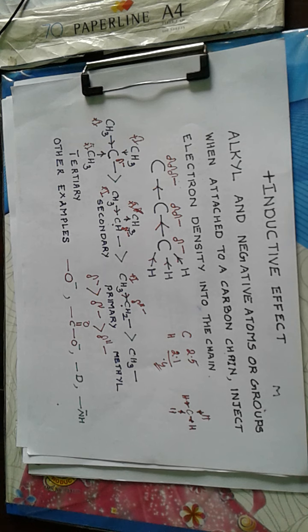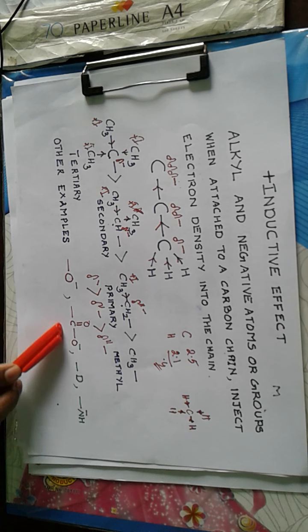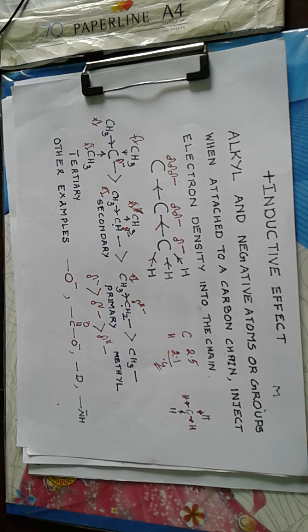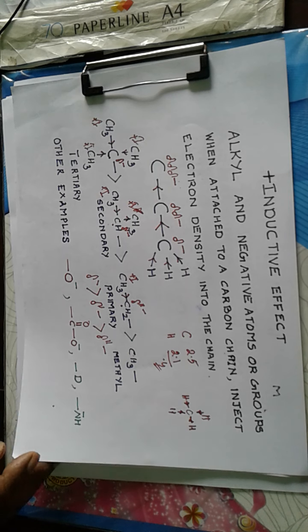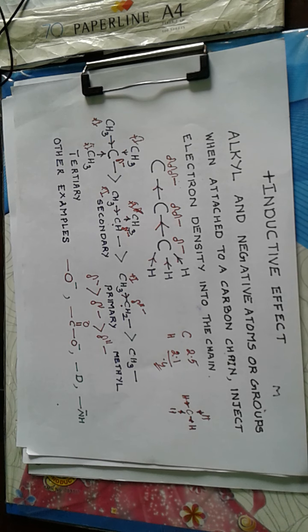Now other examples for groups showing plus I effect are O negative, COO negative, then deuterium, NS negative, etc. So there are few examples for groups showing plus I effect. Now the inductive effect generally operates along sigma bonds, and there are two types of inductive effect. In the minus inductive effect or minus I effect, electron density is withdrawn from the carbon chain, whereas in plus I effect, electron density is injected, given to the carbon chain.